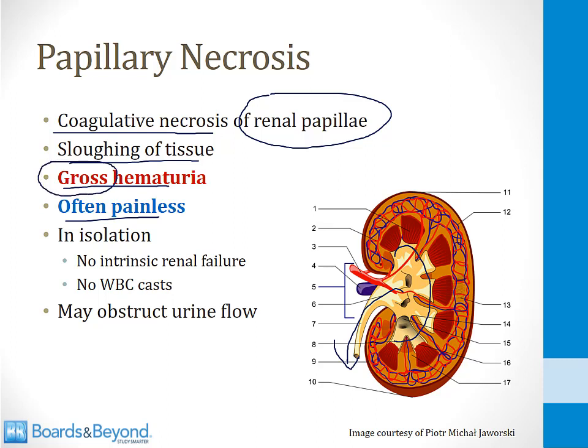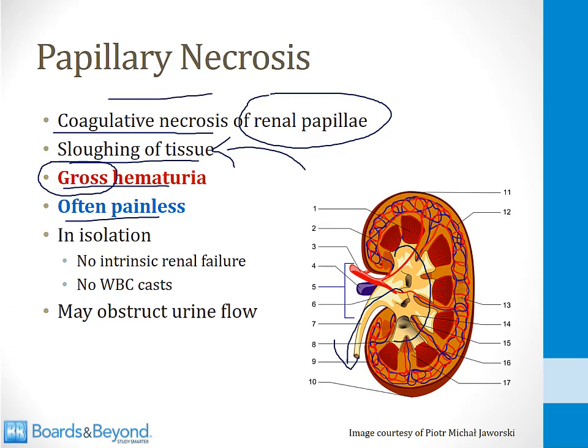So often when we talk about hematuria in kidney diseases, we're talking about microscopic hematuria that you only see with the microscope. The situation is different in papillary necrosis because you have sloughing off of large pieces of tissue. Patients will report that they see clumps of blood in their urine. That's very unusual. That's gross hematuria, and that's what you see in papillary necrosis.